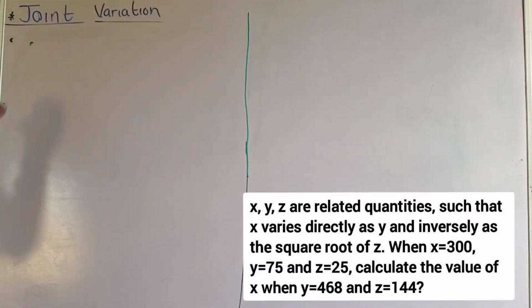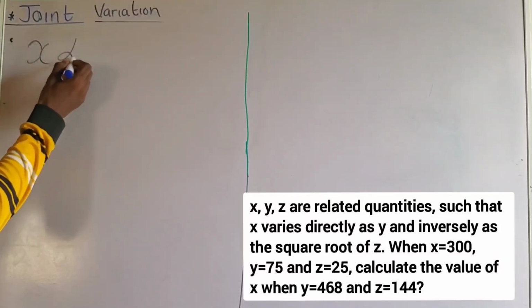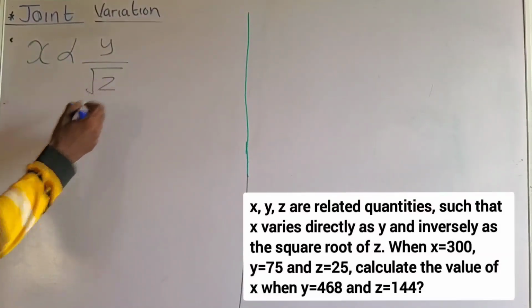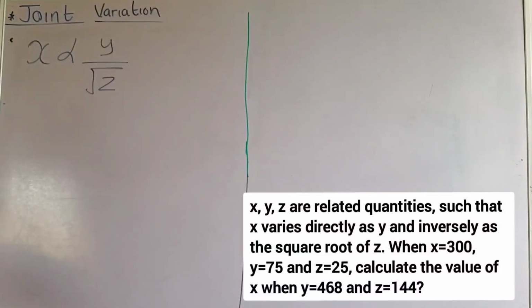X varies directly as y and inversely as the square root of z. Let me tell you, you have to learn how to interpret questions. Okay, it is very important. You have to learn how to interpret questions. So we are given that x, y, z are related quantities. Now they tell us how they are related. This is how they are related. X varies directly as y and inversely as the square root of z. So this is the first mathematical expression of the first statement.